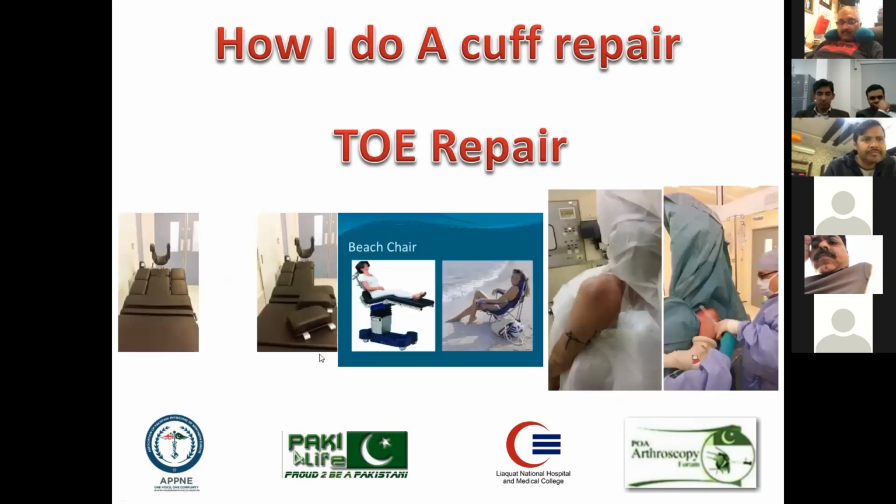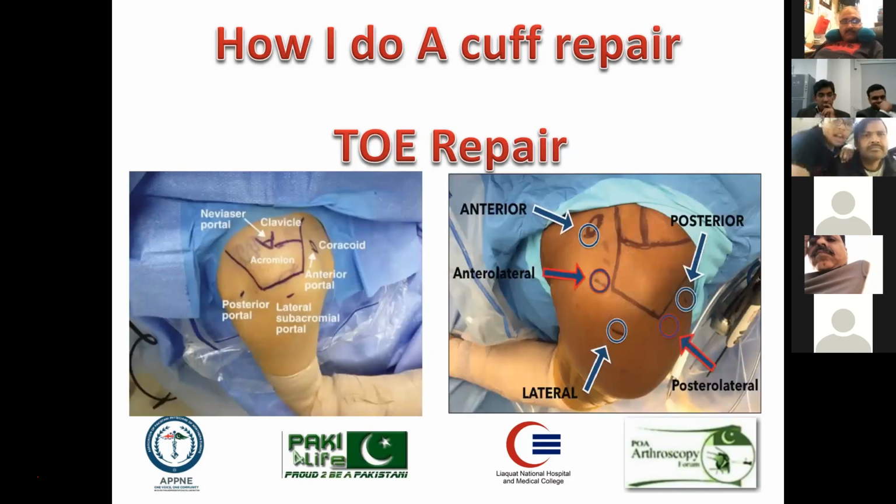Okay, I have a fantastic table. I do the beach chair position, and this is how I do it. I do them beach chair most always. I've never done a lateral position, but a lot of people can. And for me, the anatomy is totally reversed. I cannot appreciate it, but if you're used to doing lateral, there is no bad thing about it. So these are portals that are very, very rigid and very, very standard.